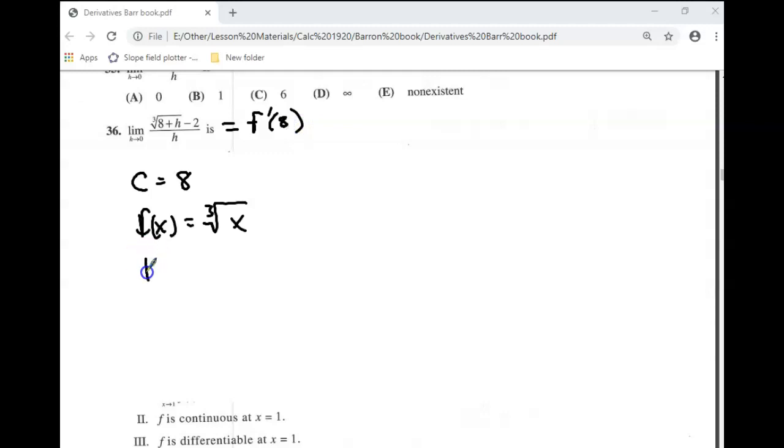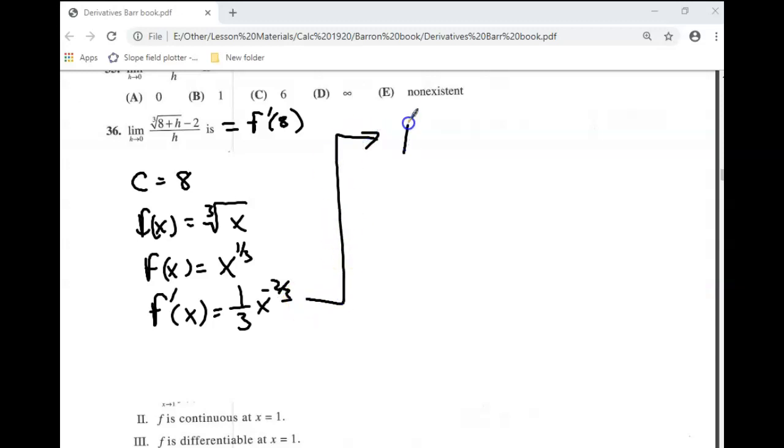So before I do, I want to rewrite this function as x to the 1/3 power. Now I can take my derivative. I'm going to put 1/3 in the front. I'm going to put x to the negative 2/3 here. And we're going to go ahead and rewrite this a little bit now. So f prime of x is equal to 1 over 3 x to the positive 2/3.